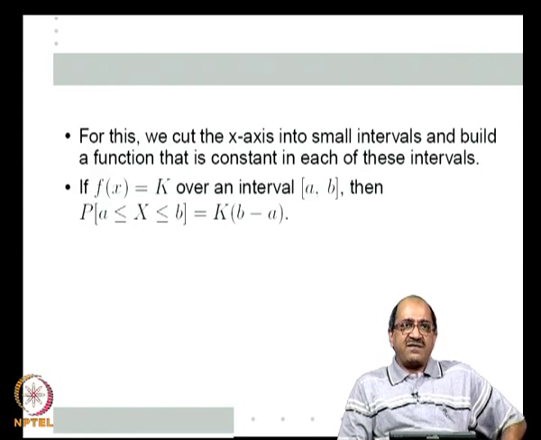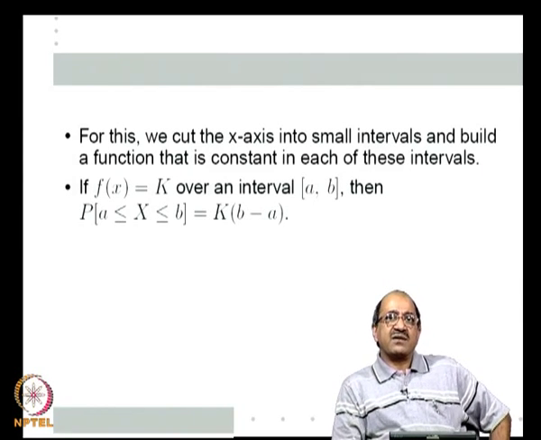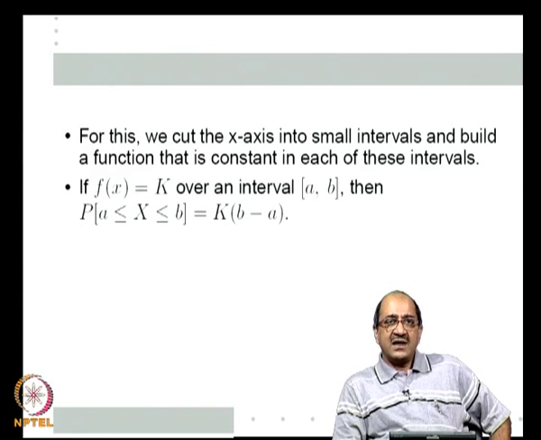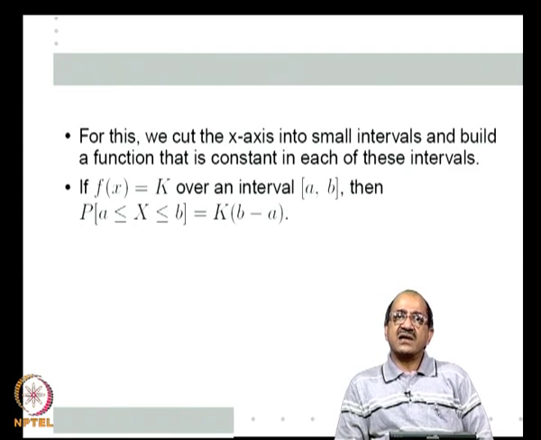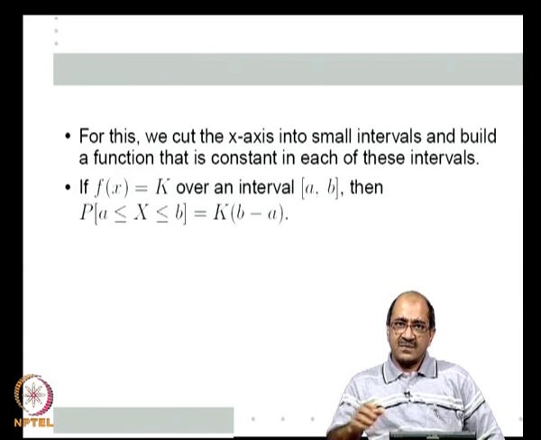So, if the function f x, which is a density, is constant over some interval a to b, then if I integrate the density over a to b, I get the probability x is between a and b, that will be that constant times the length of the interval, right.